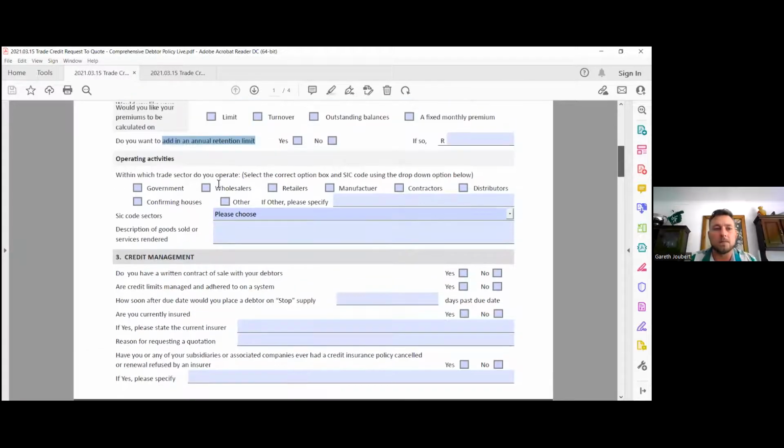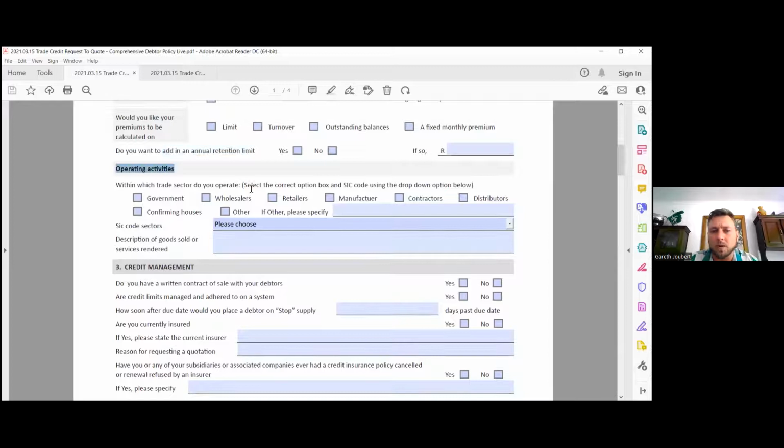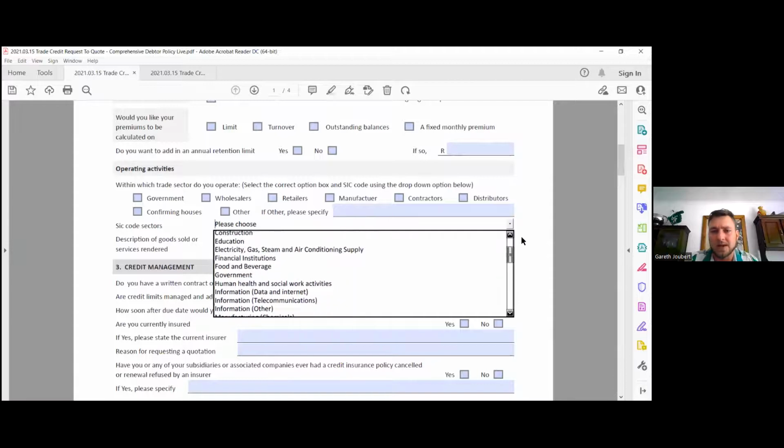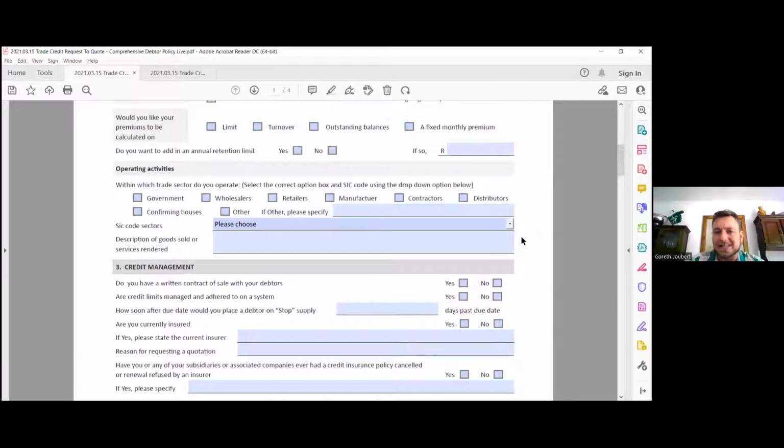Next, operating activities. This is just what code, what industry, does your client operate in? Are they government? Are they wholesalers? Are they retailers, manufacturers? And here's the whole SIC code summary that you can obviously choose from. That gives us an understanding.